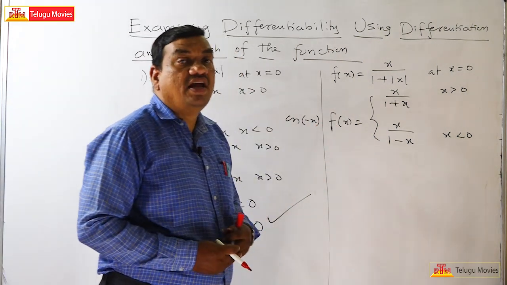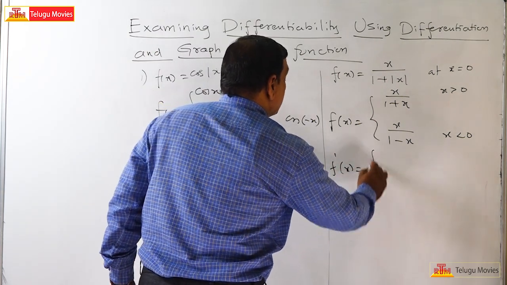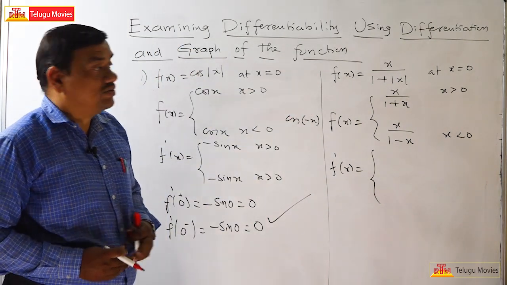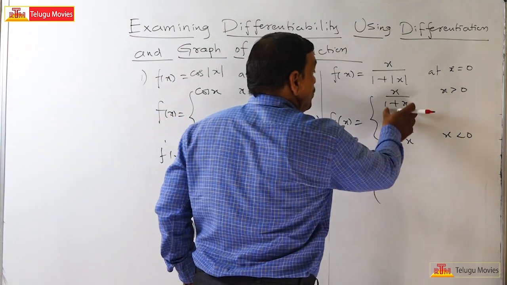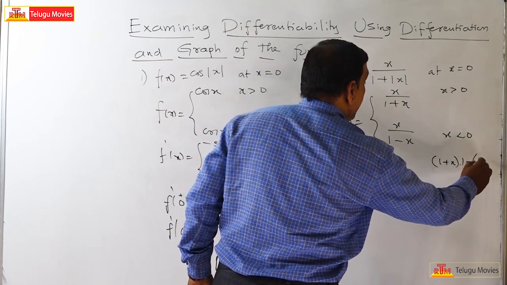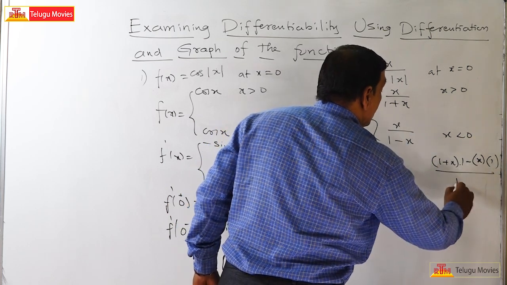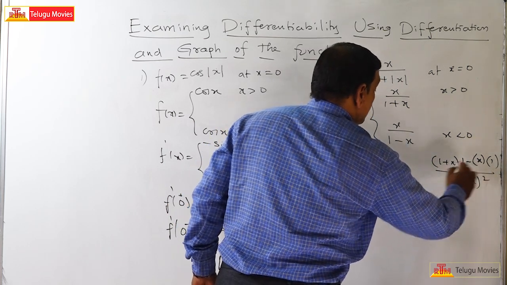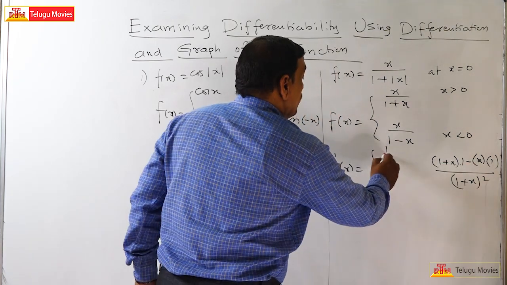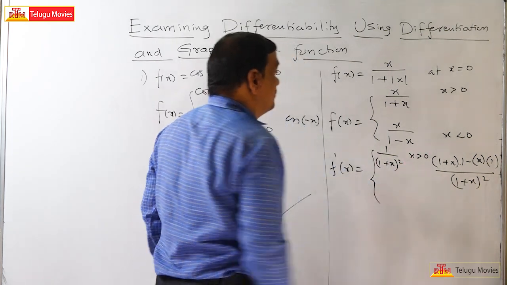Now let us find f dash of x. Here we apply the u by v formula: 1 plus x into the derivative of x, which is 1, minus x into the derivative of 1 plus x, which is 1, over 1 plus x whole square. Here plus x minus x cancels, so we get 1 by 1 plus x whole square when x is greater than 0.